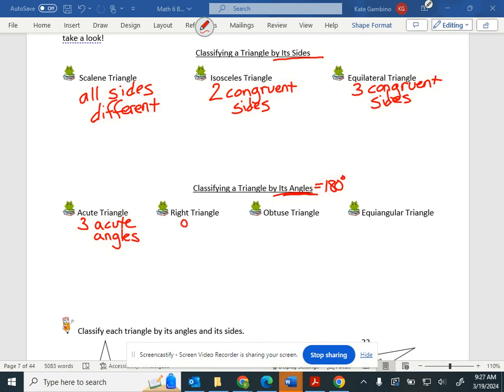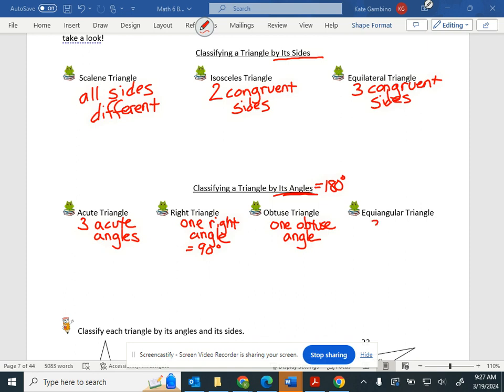For the right triangle, we have one right angle, which equals 90 degrees. Okay, so you've got that right angle. You can show that by writing 90 degrees. You could show it by putting that box in there. Obtuse triangle, one obtuse angle. So one angle is bigger than 90 degrees. You can't have two obtuse because that won't form a triangle. So only one of them is obtuse.